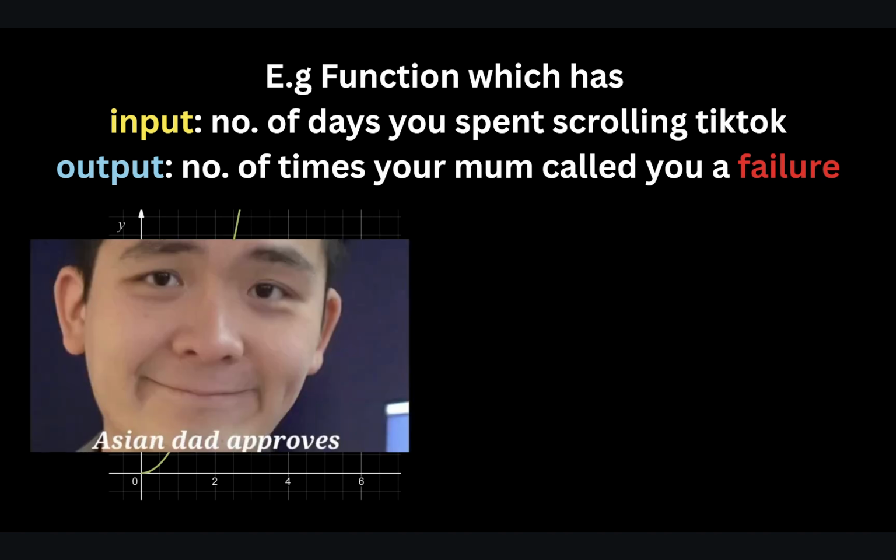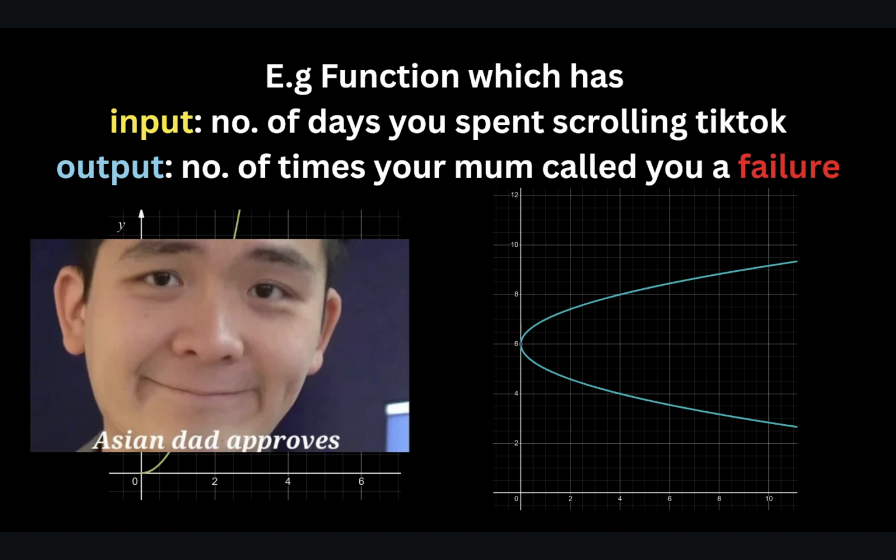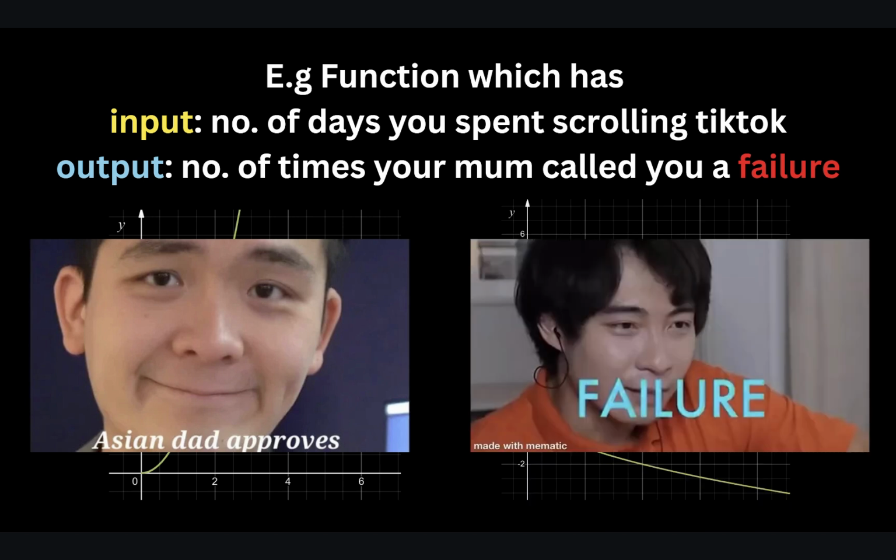So, it is useful. However, let's say you have a non-function, which is a one-to-many relation. When you plug in the number of days you spend, you actually get two outputs. So, which is kind of useless because you don't know which output to refer to. So, it's a failure.